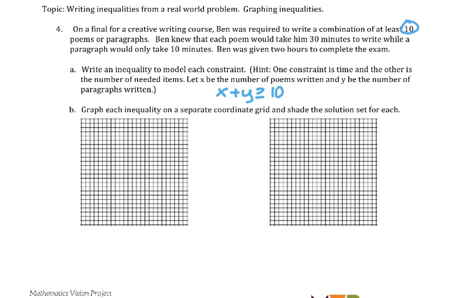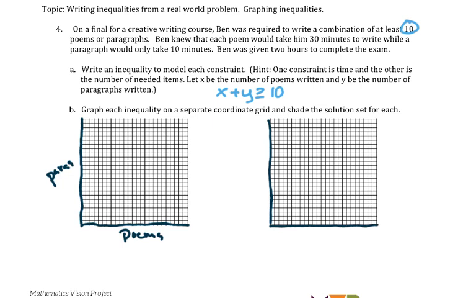So now it says let's graph an inequality. I'm just going to use this as my y-axis. This is my x. And x is poems, so that's poems. And so this would be paragraphs. I'm just going to put paras. Okay, do the same thing here.